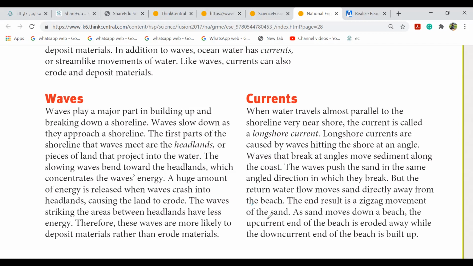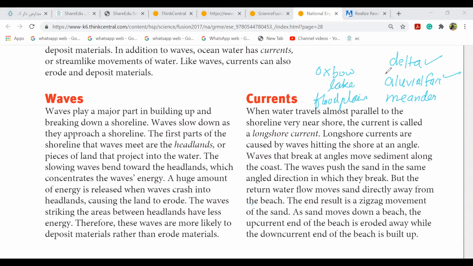You just need to know the features. Delta. Please, girls, don't forget them. Alluvial fan. What is next? Meander. Oxbow lake. Floodplain.